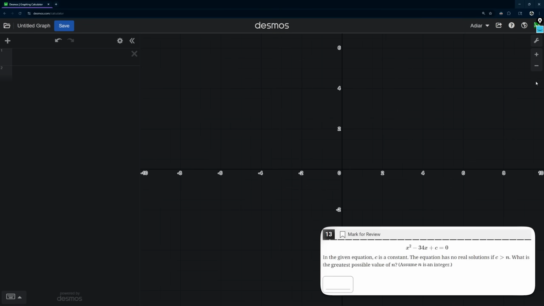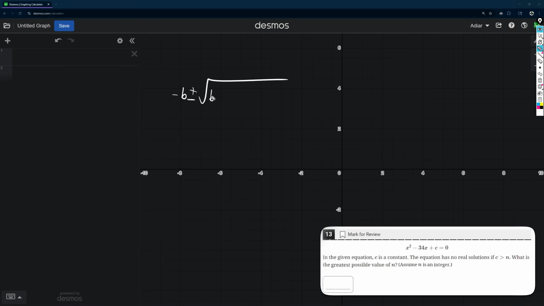The discriminant is part of the quadratic formula, which is negative b plus or minus the square root of b squared minus 4ac, all divided by 2a. And the discriminant is this part inside of here. And why this is important is because if we take the square root of a negative number, then we get an imaginary number, which you don't really need to know about in SAT. But if you don't know what an imaginary number is yet, then it basically just doesn't work. We can't do this. And so there's no solutions if whatever's inside of this square root is negative. So that's why the discriminant matters for us.